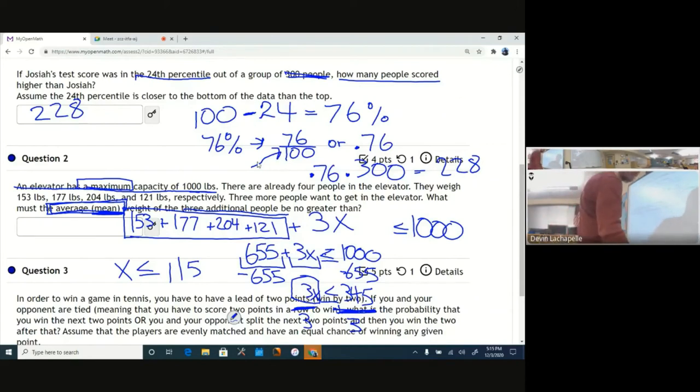Let's go right on to our next one. So our actual answer, we don't want to write it as an inequality. It's just going to be 115. Our weights can't exceed that, our average weight.